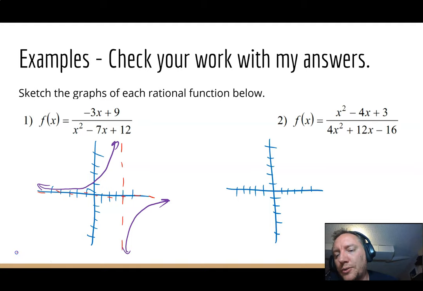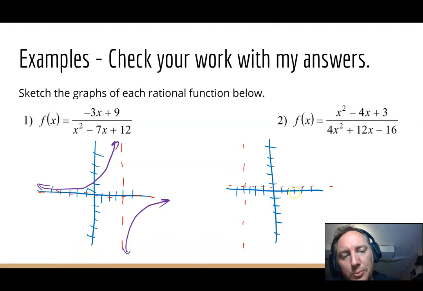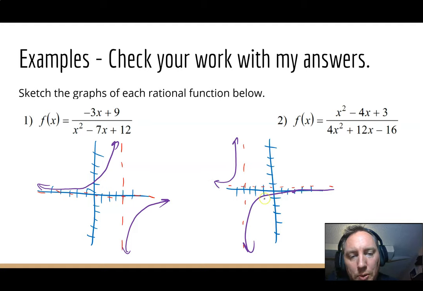For the second one, it's going to have a vertical asymptote here, a horizontal asymptote right about here, and an x-intercept right about here. Let me change to purple, which tells me I'm down here and up here. And we have a hole right about there. So that's what your graph should look like when you try those out. Try them out, see how they go, and go from there.